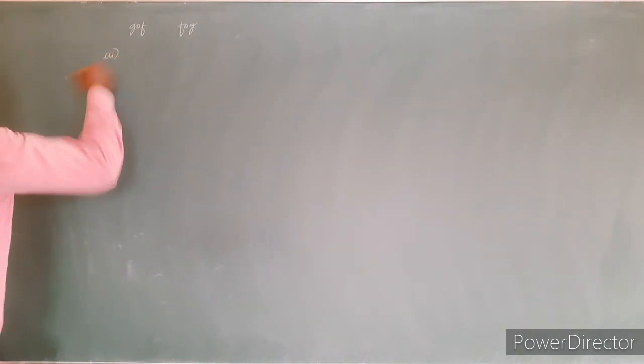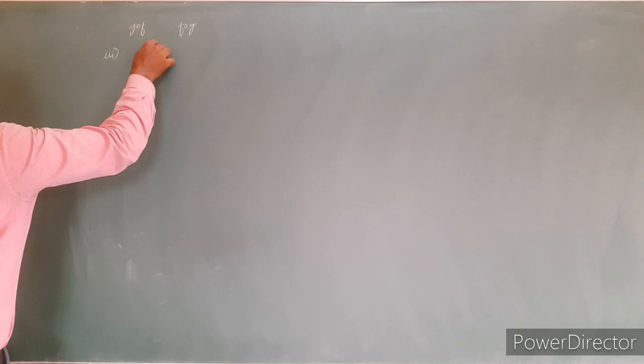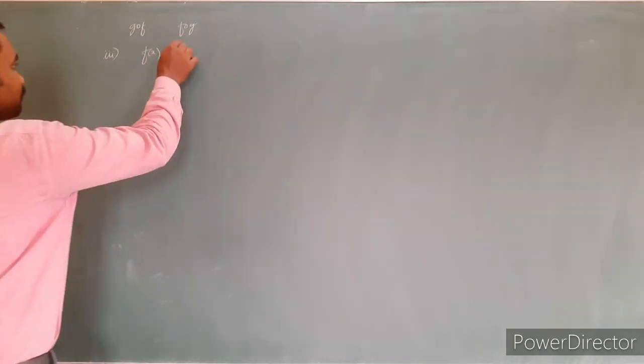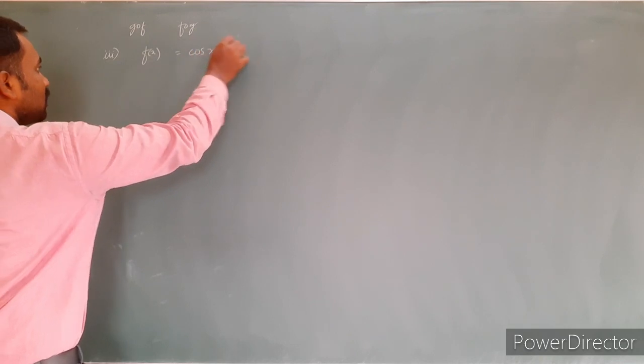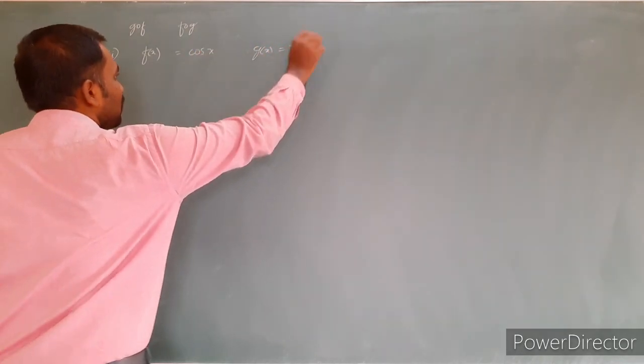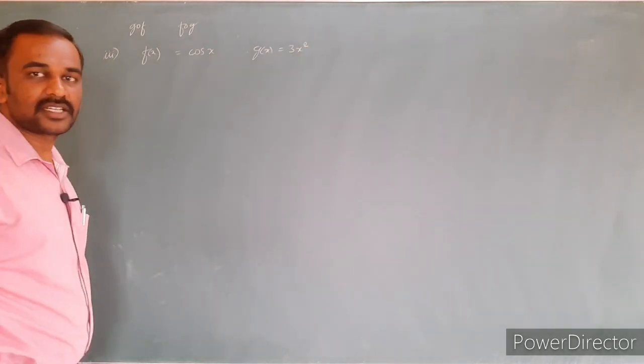Two problems are over. Now take the next example, the third one. f(x) = cos x and g(x) = 3x². Find f∘g and g∘f.